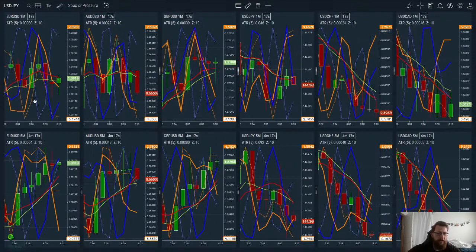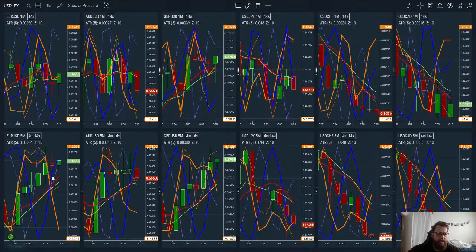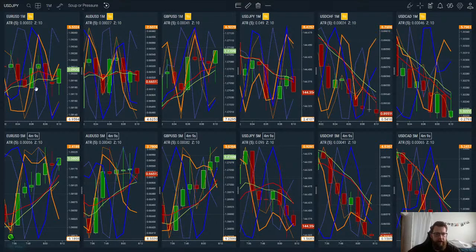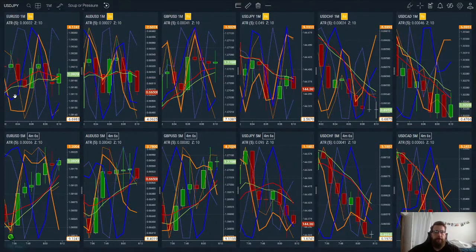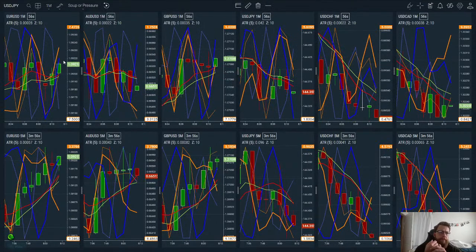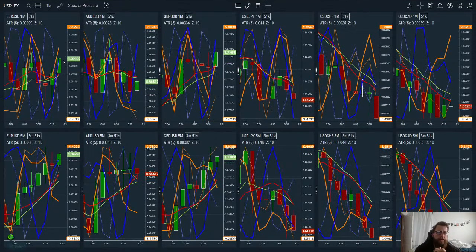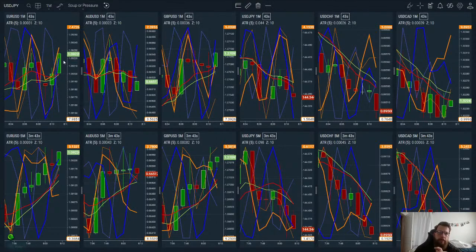And at that point, we look at the TNTs again, which are the orange and blue lines here. Make sure that's matching up with what we're looking to do. Or the price has crossed through before the pressures have crossed each other, which isn't the perfect order of things.